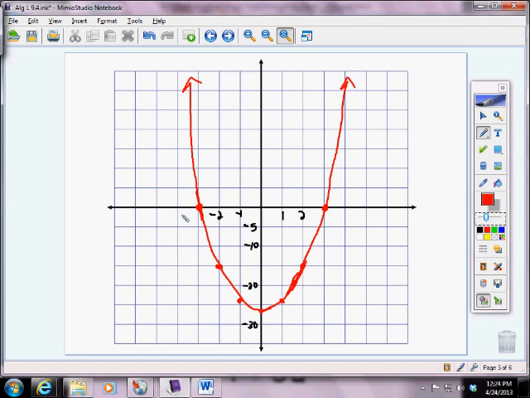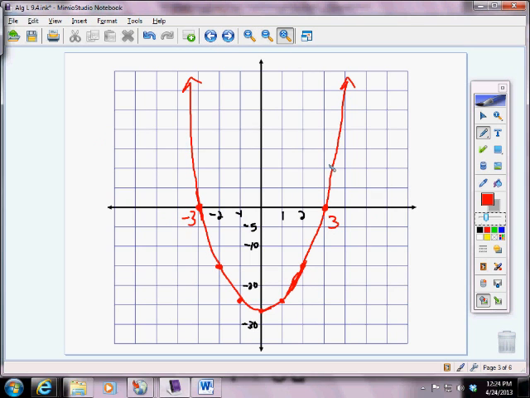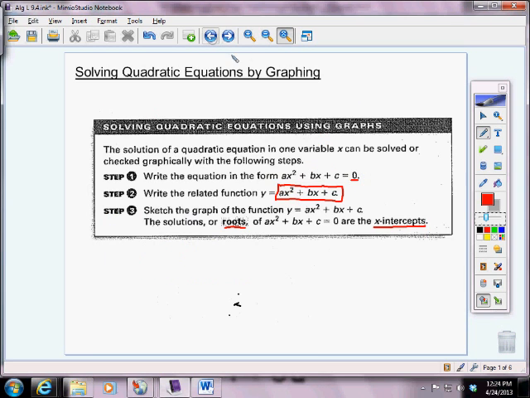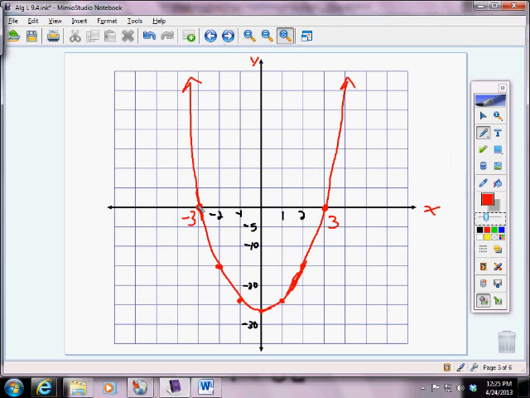We're going to hit the x-axis at -3 and 3. Remember, we set y equal to 0. So where is our y value 0? Our y value is 0 right on the x-axis. So we can say that our solution, yes, algebraically, but if we just did it graphically, the solutions, our roots, are the x-intercepts. So where does our graph hit the x-axis? At -3 and 3. So those are solutions.